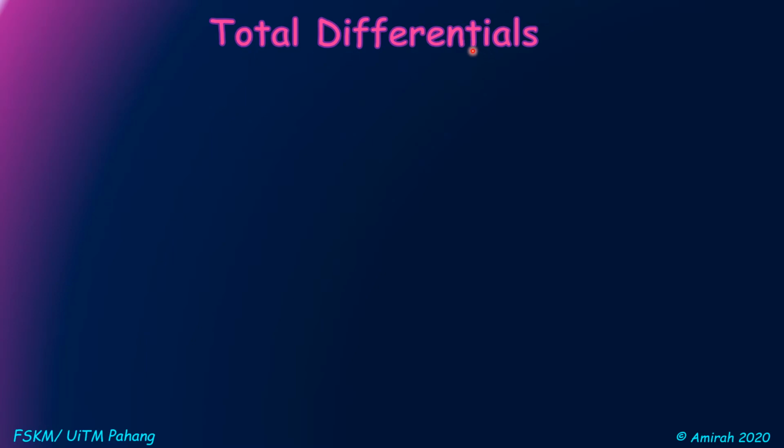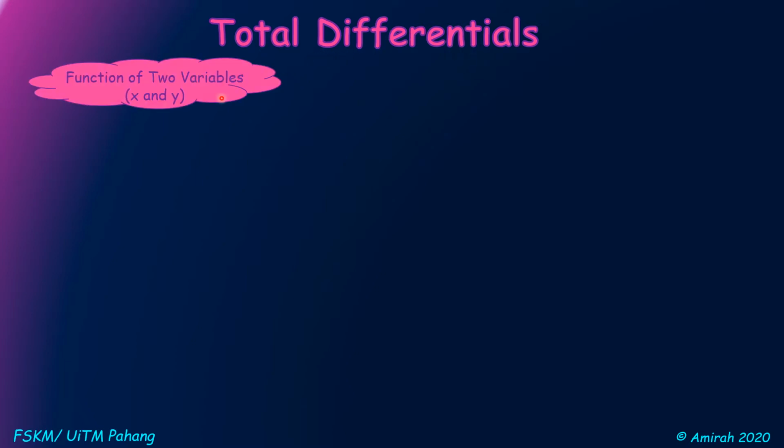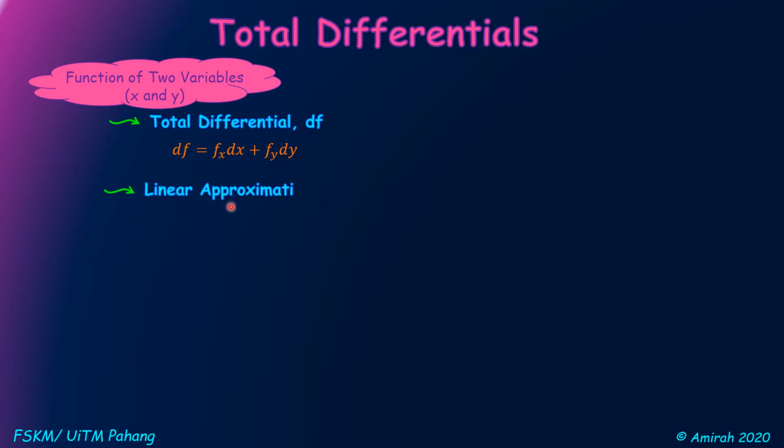We can use total differentials to find the approximate value, right? First, we look at the total differential for a function of two variables x and y. Total differential: df equals fx dx plus fy dy. And linear approximation: f(x,y) equals f(x0,y0) plus df.